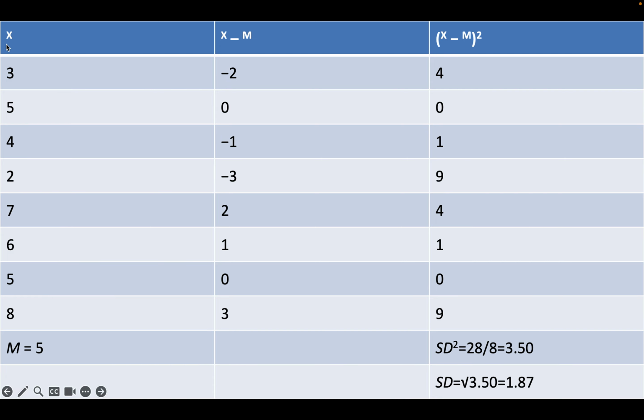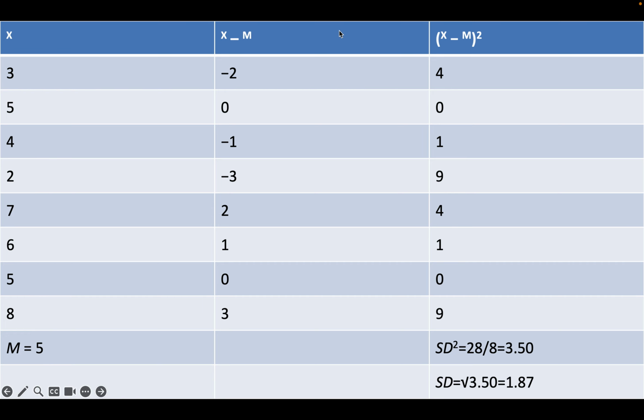Okay, so here are our numbers. If we add all of these up, there are 8 of them, and so if we add this up, we get 40. And that would make the mean 5. This is x minus the mean. Since the mean is 5 and we're subtracting 5 from 3, we get minus 2. 5 from 5 is 0, of course. 5 from 4 is minus 1. 5 from 2 is minus 3, and on and on.